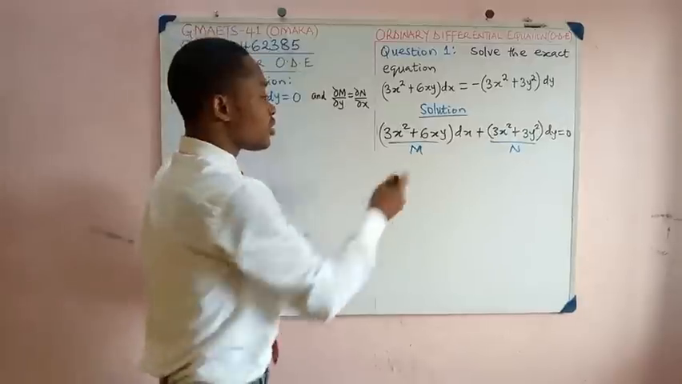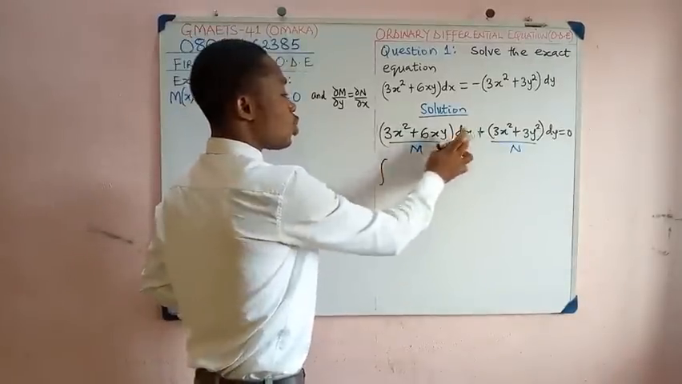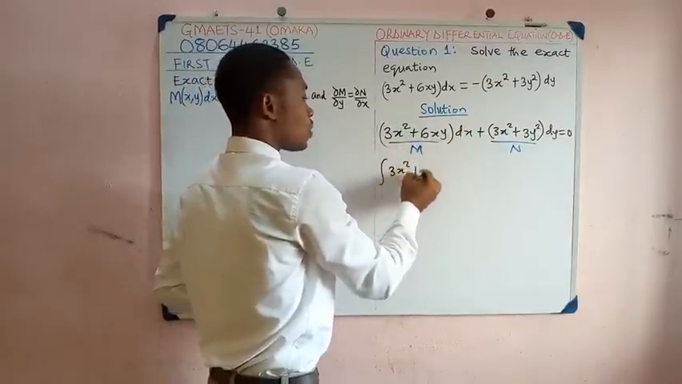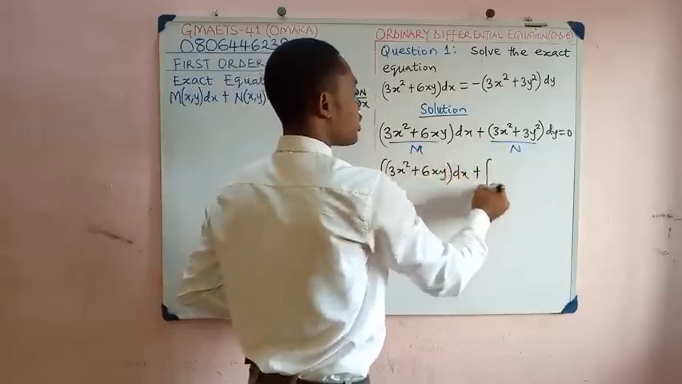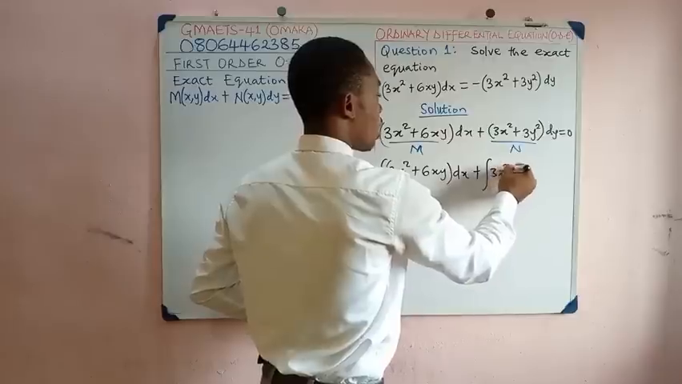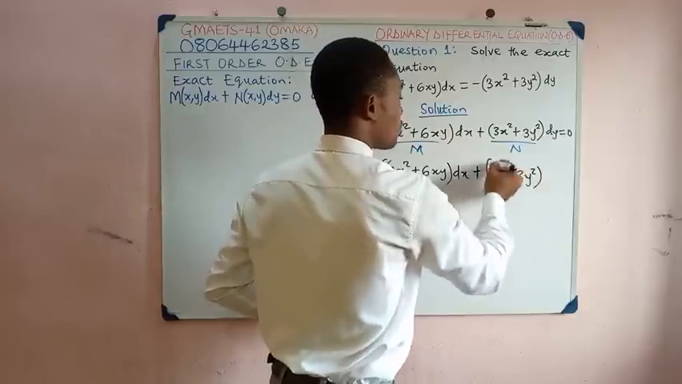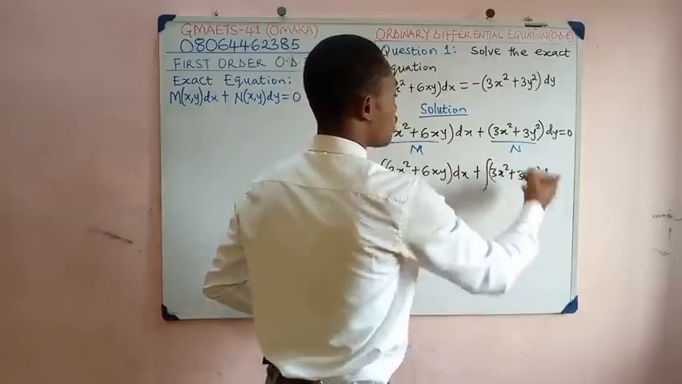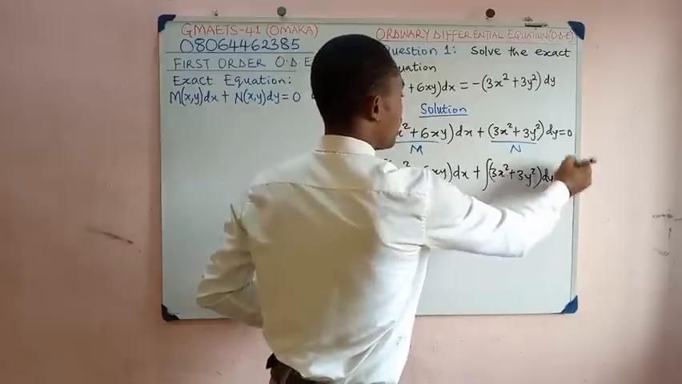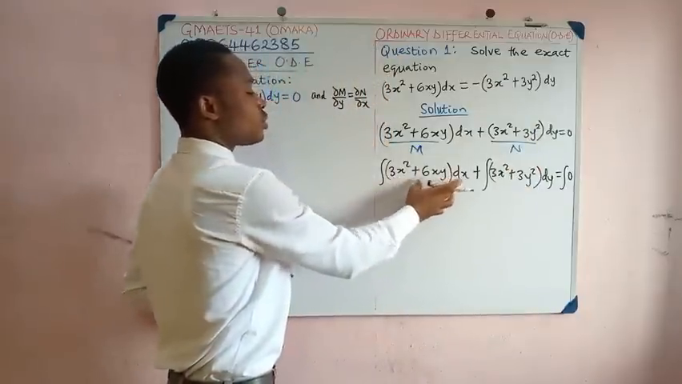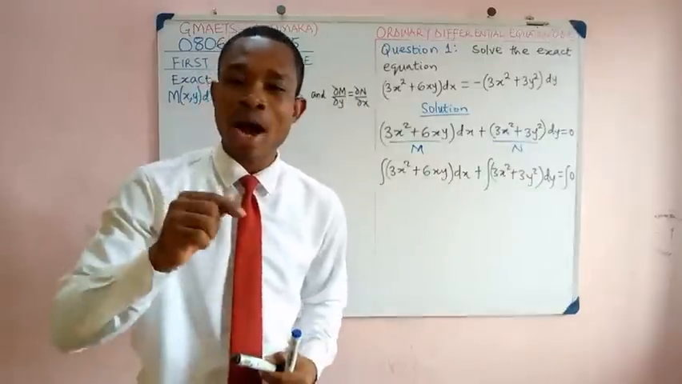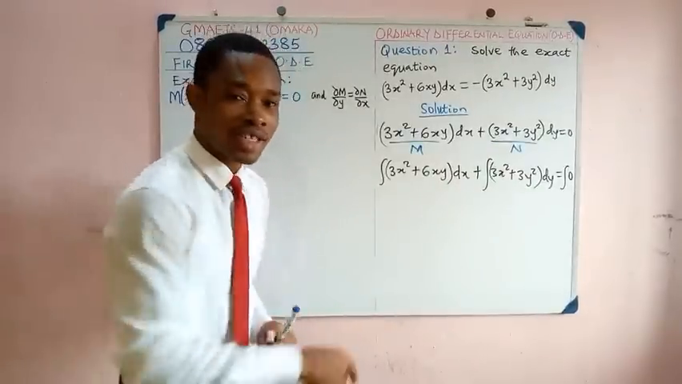So we are going to integrate this part with respect to x, which is 3x squared plus 6xy. Now remember, with respect to x, then integrate this part, 3x squared plus 3y squared with respect to what? Y. And of course, doing that will be equal to the integral of 0 there. Looking at this, we are integrating this term with respect to x, which means that y will be kept as what? Constant.